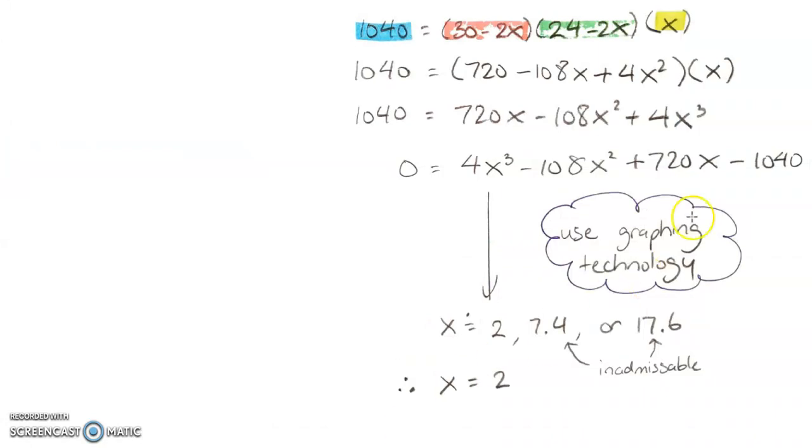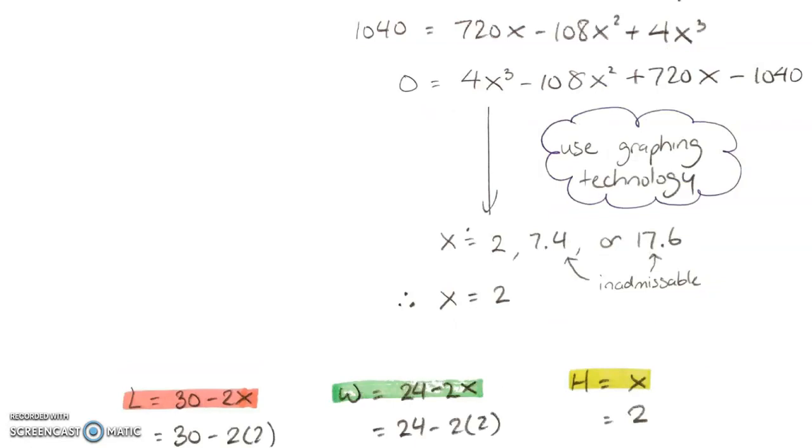I can't use the quadratic formula for this guy, unfortunately, because the quadratic formula only works for a degree 2 equation. Since this is degree 3 and you haven't learned how to factor a degree 3, graphing technology works very well. So from Desmos, we had said that the answers were 2, 7.4, and 17.6. I'd actually written down in my notes that these two were inadmissible. I think I made a little bit of a mistake. The only one that is inadmissible is the 17.6.